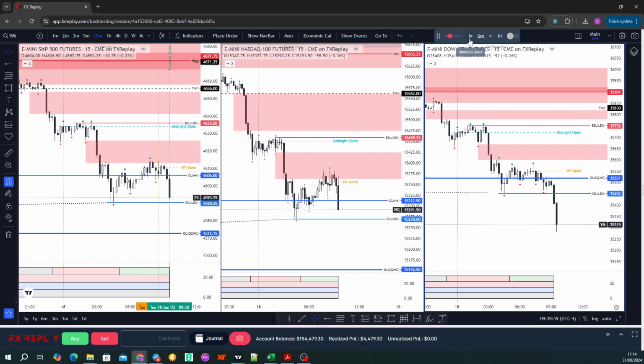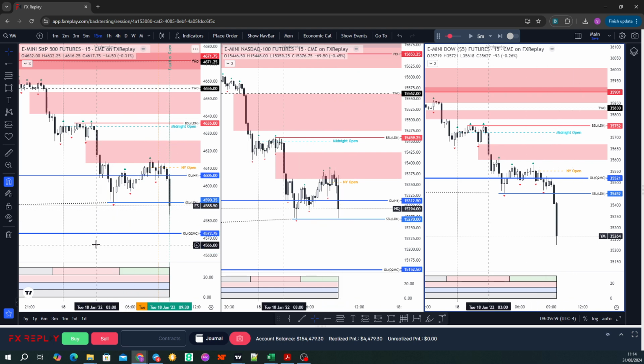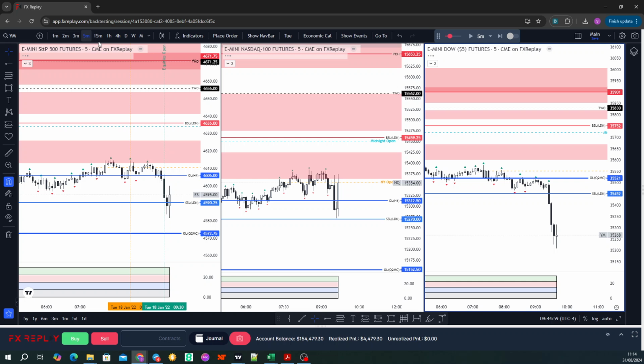Okay. So it looks to me they're all very likely to trade below their SSL and continue lower, maybe even targeting that high time frame liquidity pool at the lows. So what we're going to do, YM, let's just go down to the 5 minute.